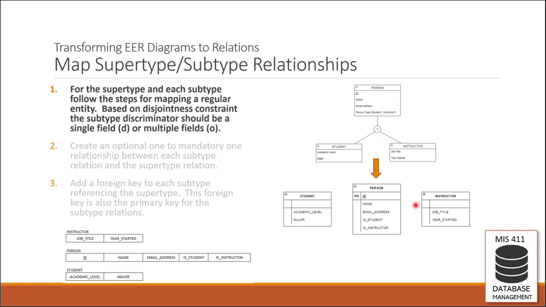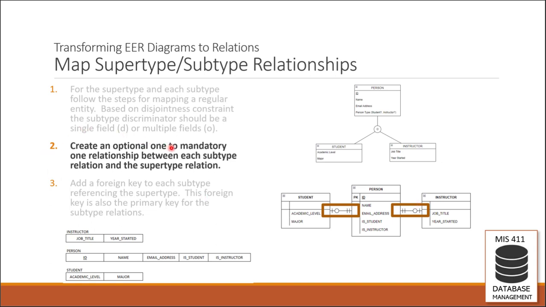Okay, so once I've done that, here's the other departure from what we're used to at this point: we're going to create an optional one to a mandatory one relationship between each subtype relation and the supertype relation. And also keep in mind that I'm only using two subtypes here. If you had a third subtype, you could absolutely have another subtype down here with the same relationship. Note the cardinality on these relationships. The subtype side should have an optional one, and the supertype side should have a mandatory one. And this holds true for all the subtypes. Subtype side has an optional one, and the supertype side has a mandatory one.